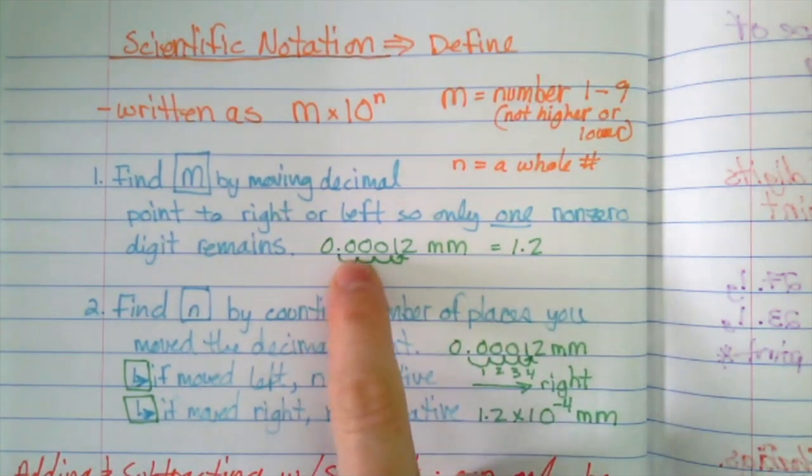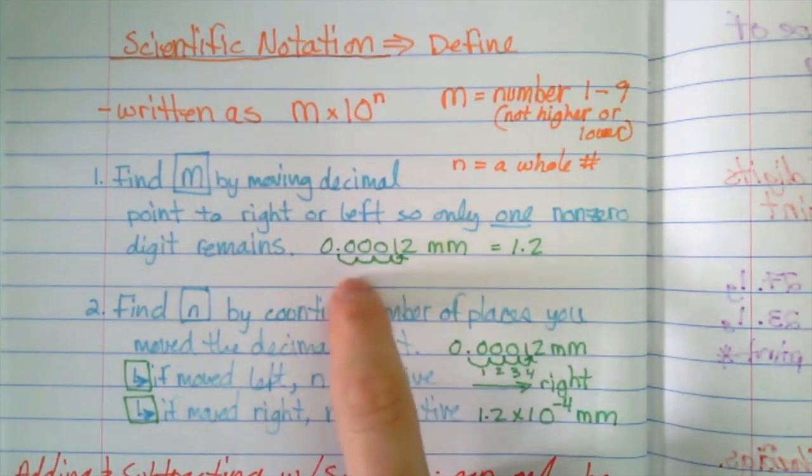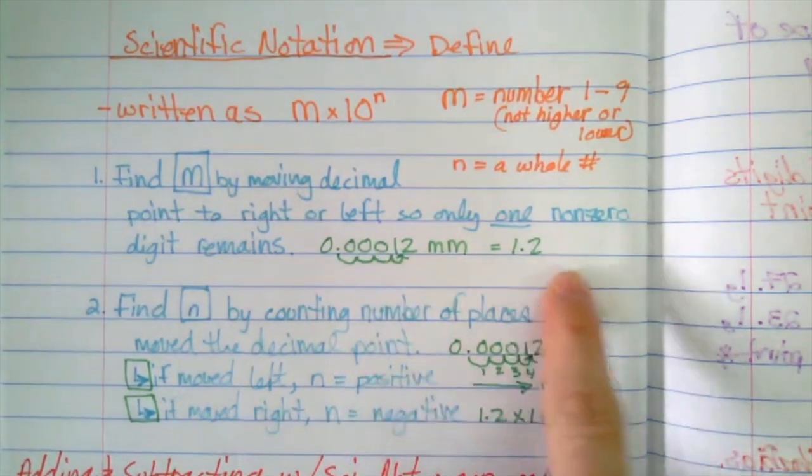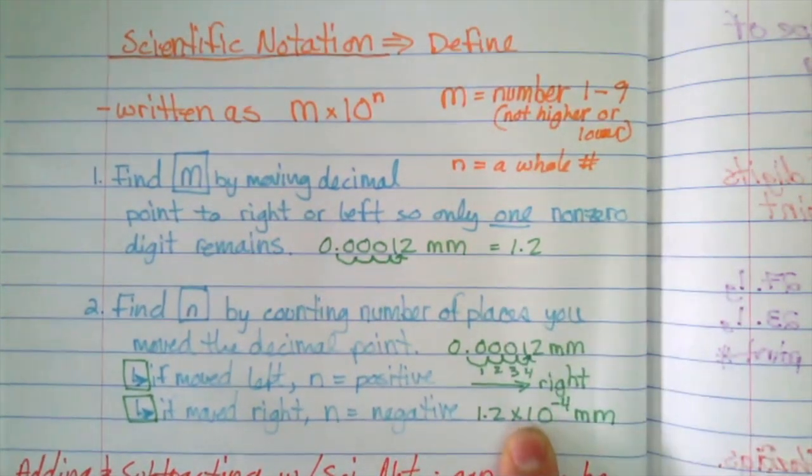I have 0.00012. I move the decimal point until I get 1.2. This is not completed. We complete it here in step 2.